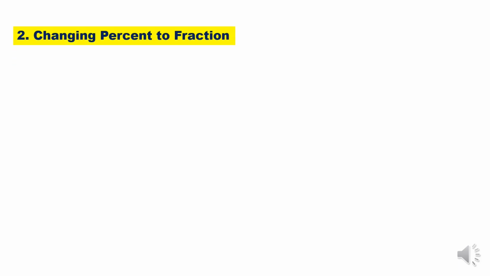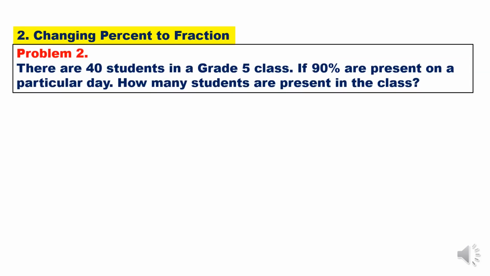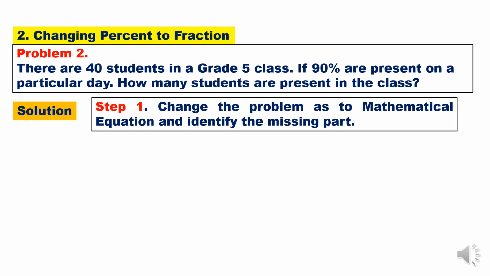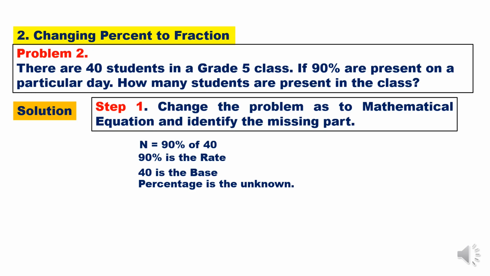Number 2, changing percent to fraction. Problem 2: There are 40 students in a grade 5 class. If 90% are present on a particular day, how many students are present in the class? Solution. Step 1: Change the problem into a mathematical equation and identify the missing part. N equals 90% of 40. 90% is the rate, 40 is the base. Percentage is the unknown.